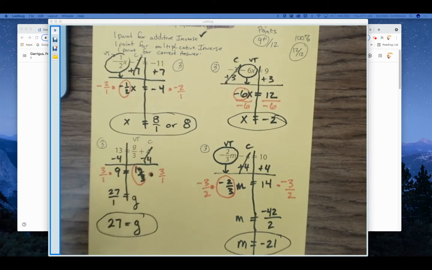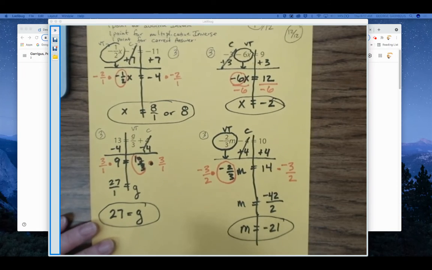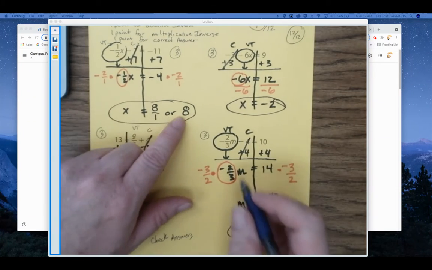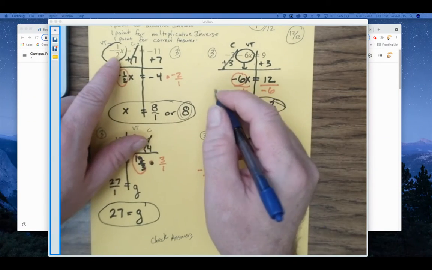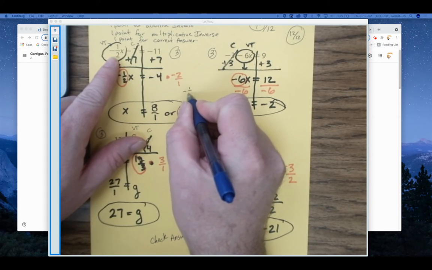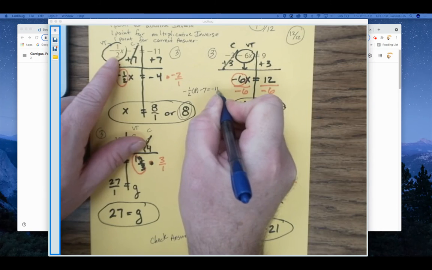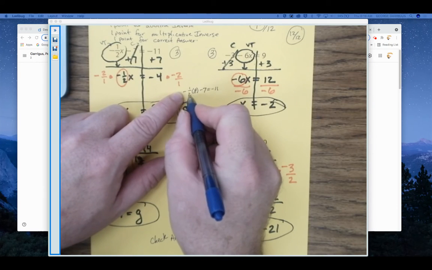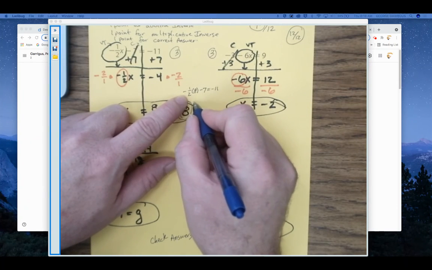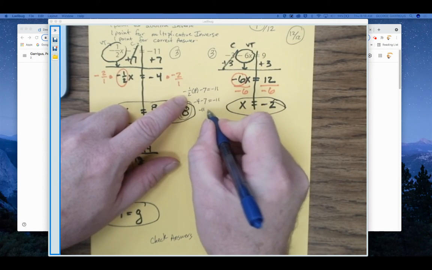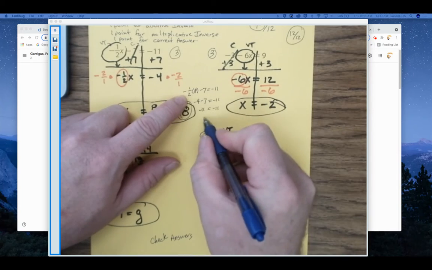Let's add a little extra thing to this. Let's add how to check your answer. You can check your answers to see if they're correct. We can put 8 into the original equation. -1/2 times 8 minus 7 equals -11. That's -8/2, which reduces to -4 minus 7 equals -11. -11 equals -11, and you're done.